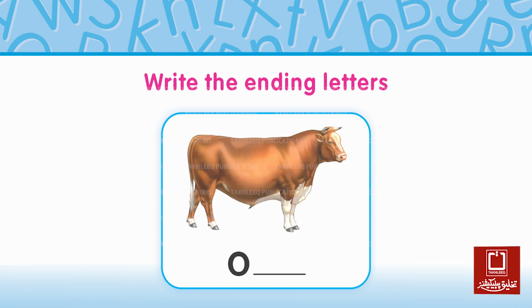Here we see the picture of an ox. Here is written O-. The spellings of ox are O-X. Ox. Here ending letter X is missed. So we write here X.